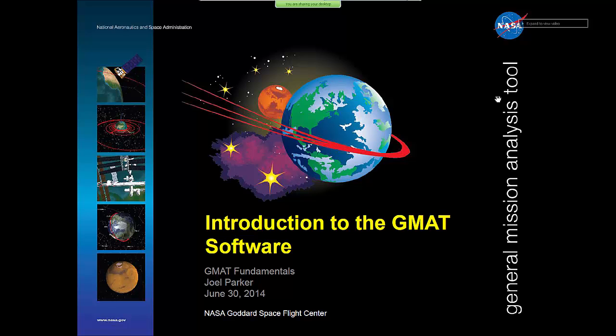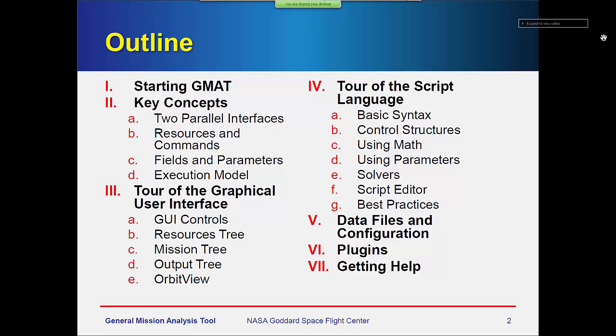So I hope that first tutorial gave a glimpse of what GMAT can do in certain areas. Next, we're going to spend the next hour, 50 minutes or so, really going deep into the different areas of GMAT and how it works and the sorts of things you can do with it. So we'll start by going into some key concepts of GMAT, a tour of the graphical interface, a tour of the script interface, script language, a bit on data files, configuration, plugins, and then how to get help after this class.